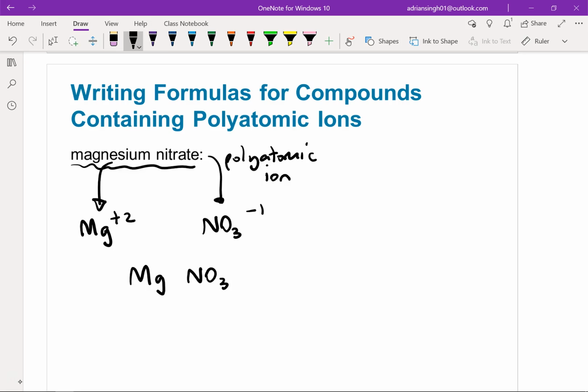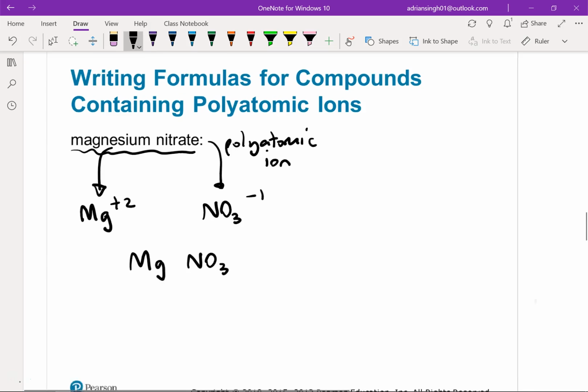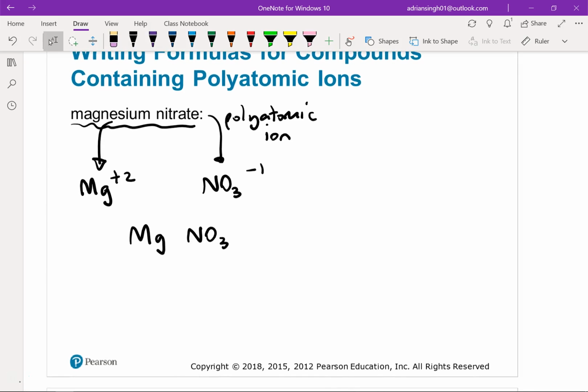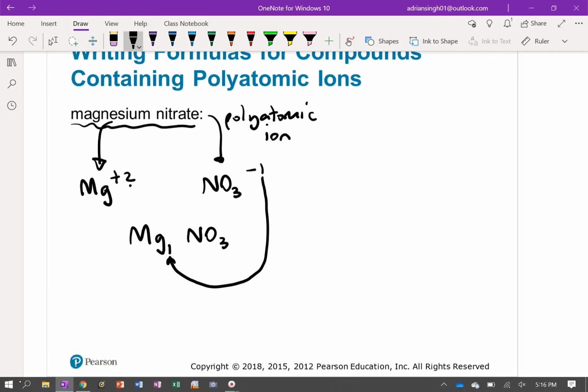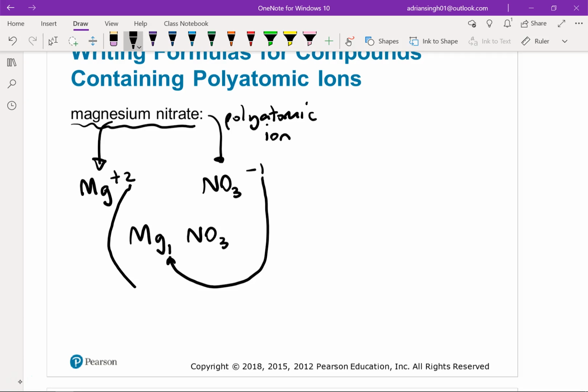Now, because you have a polyatomic ion, it introduces a little bit of a conundrum here. If you do your cross-charge method, the shortcut, then the 1 for the nitrate becomes a subscript on the magnesium, and the 2 on the magnesium should become the subscript on the nitrate. So where do you put the 2 to illustrate that we have 2 nitrates? Well, you have to put your polyatomic in a pair of parentheses, and then the 2 goes on the outside of the parenthesis.